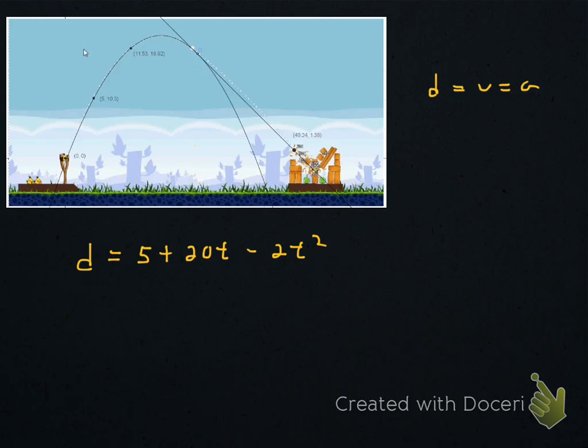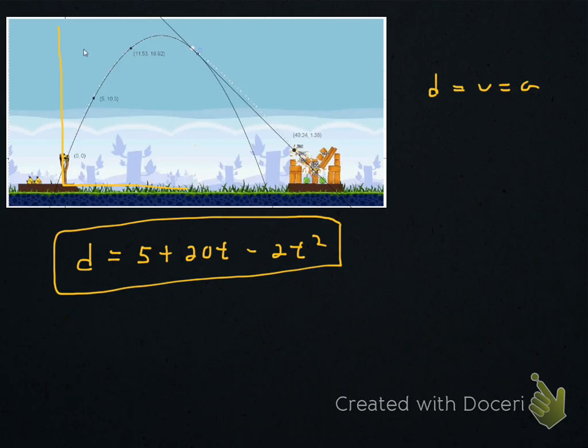So I've used Angry Birds as a model, and I'm going to use this equation here to model what's going on with the Angry Bird. If we put a set of axes in here, we have time on the x-axis and distance on the y-axis, and the bird's just moving through time, getting further away from the ground as he goes, and then coming back down to the ground and trying to hit the target.